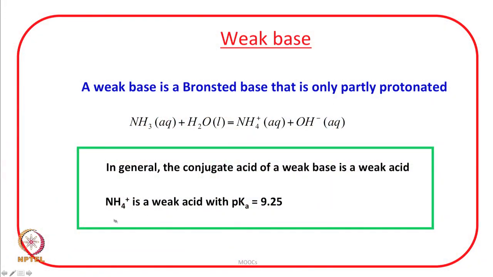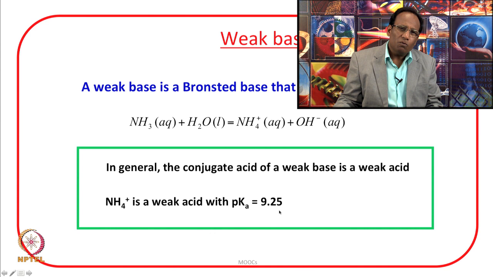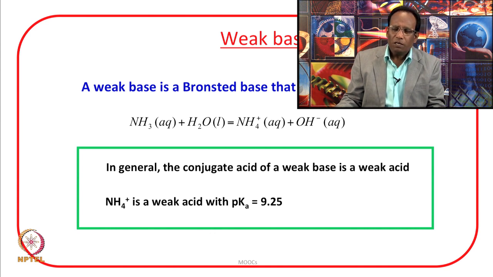Now, let us look at the next comment. NH4 plus, the ammonium ion, is a weak conjugate acid of ammonia, and if the acid is very weak, that means the pKa value is going to be high. That is why the pKa of ammonium ion is equal to 9.25. This is how the data on pKa values should be interpreted.